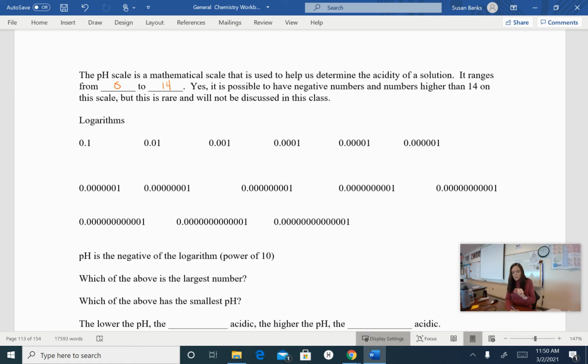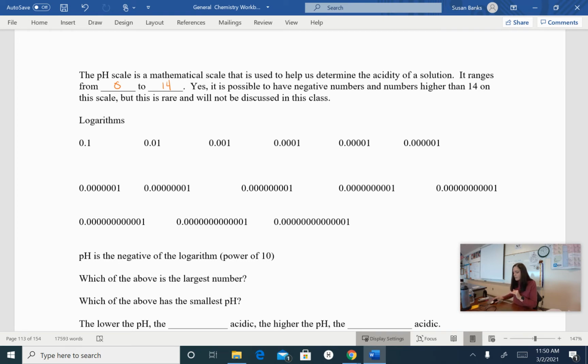Okay, so let's start trying to figure out logarithms. Okay, the first thing I want you to do is take these numbers, these 0.1s, 0.01, 0.001, and put it into scientific notation.